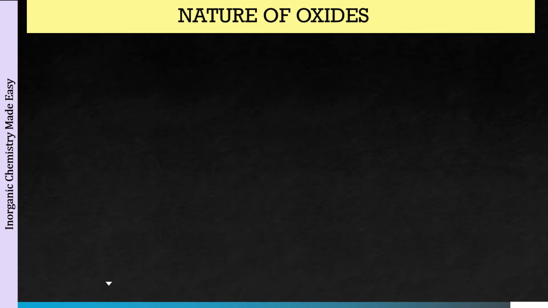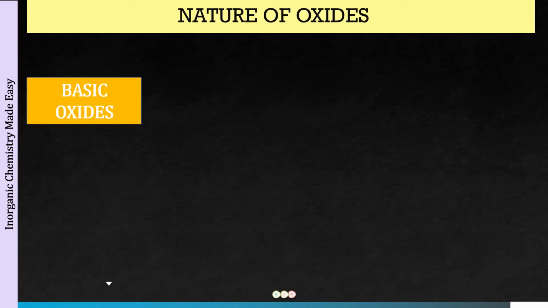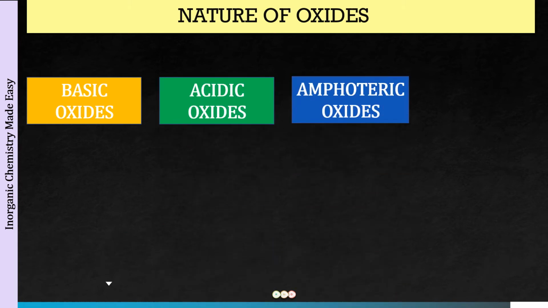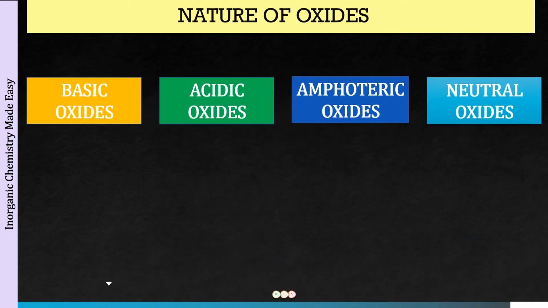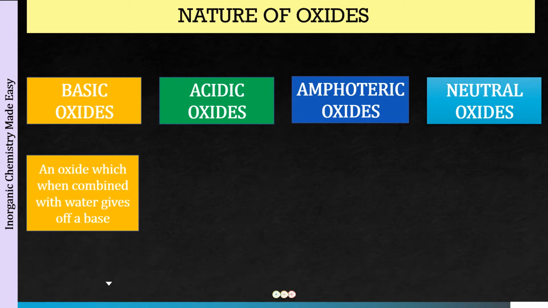First of all, let us classify these oxides. We have basic oxides, acidic oxides, amphoteric oxides, and neutral oxides. Now, what do we mean by these terms? First of all, what are basic oxides? This is an oxide which, when combined with water, gives off a base. A basic oxide, when we react it with water, the compound that is formed is a base.